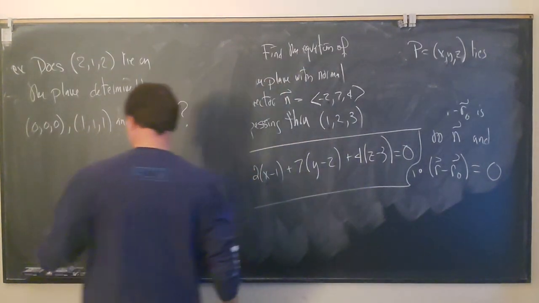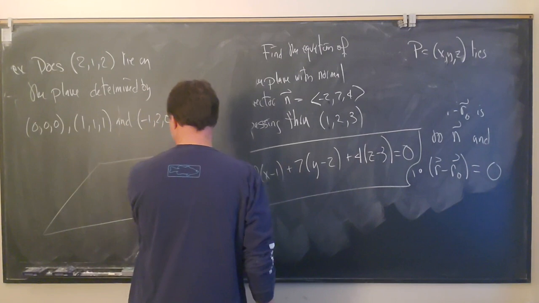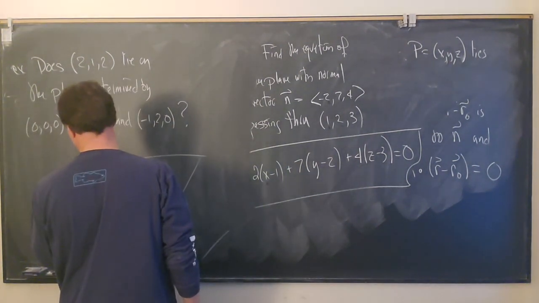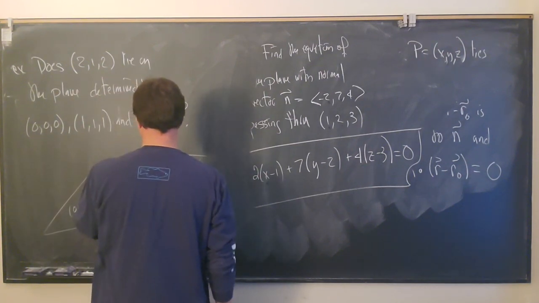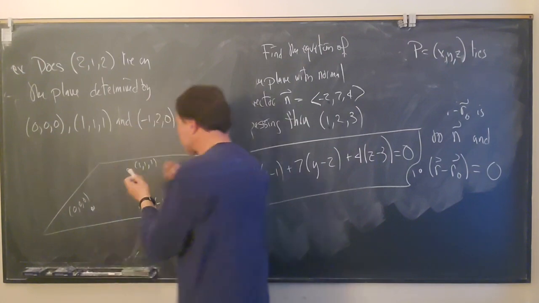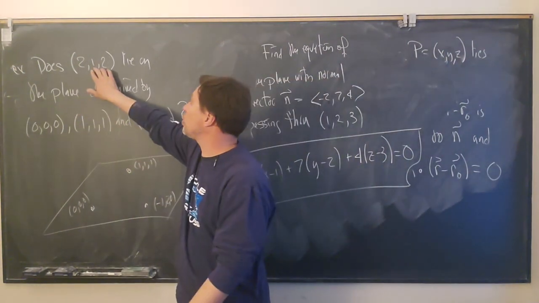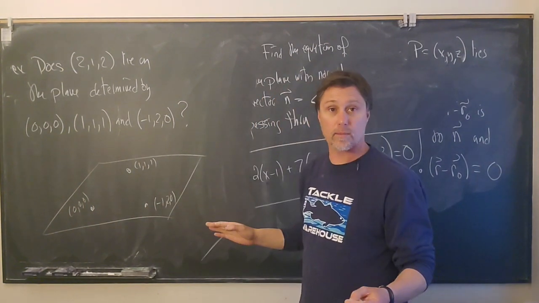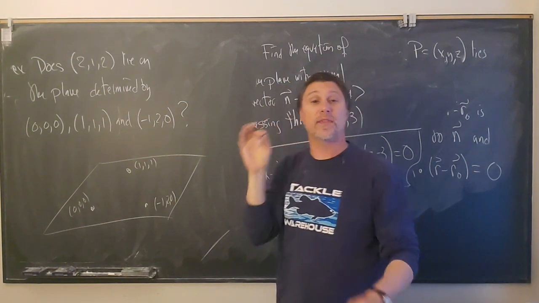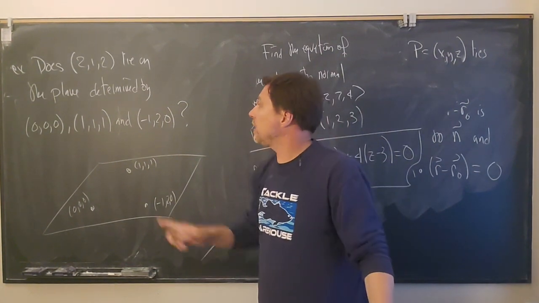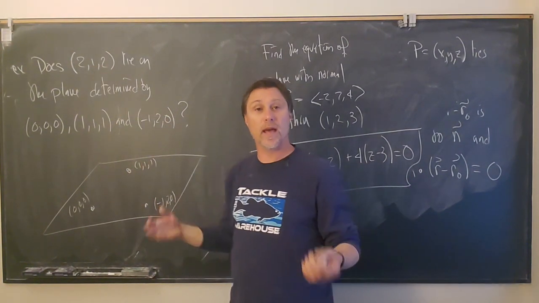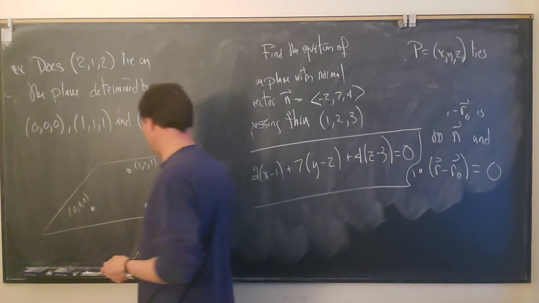So here's the idea. I've got a plane that contains these 3 points. Here's (0, 0, 0), and I'm just trying to draw a schematic of this (1, 1, 1) and (-1, 2, 0). And so here's my plane, and the question is, does this point (2, 1, 2) lie on the plane or not? To answer that question, I would like to find the equation of the plane, and then see if this point satisfies the equation of the plane. If it satisfies it, the answer is yes. If it doesn't satisfy the equation, then the answer is no.